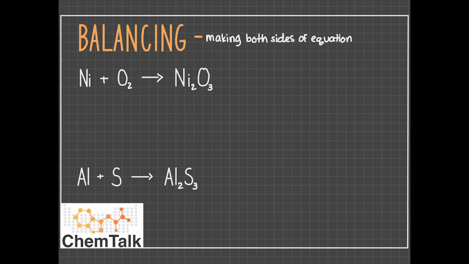The first step to balancing is to count the number of atoms for every element on both sides of the equation. We have 1 nickel on the reactant side and 2 on the product side. And we have 2 oxygens on the reactant side and 3 oxygen atoms on the product side. Now, we want to take the least common multiple of the atoms for each element. So if we look at oxygen, the least common multiple of 2 and 3 is 6. So we need to get 6 oxygen atoms on both sides of the equation.